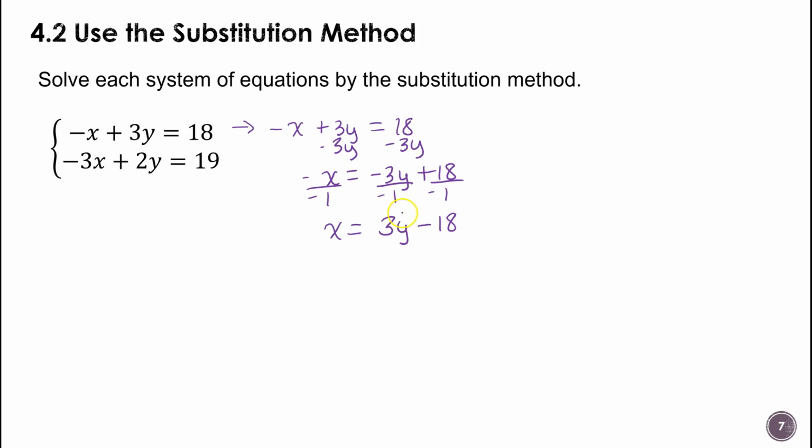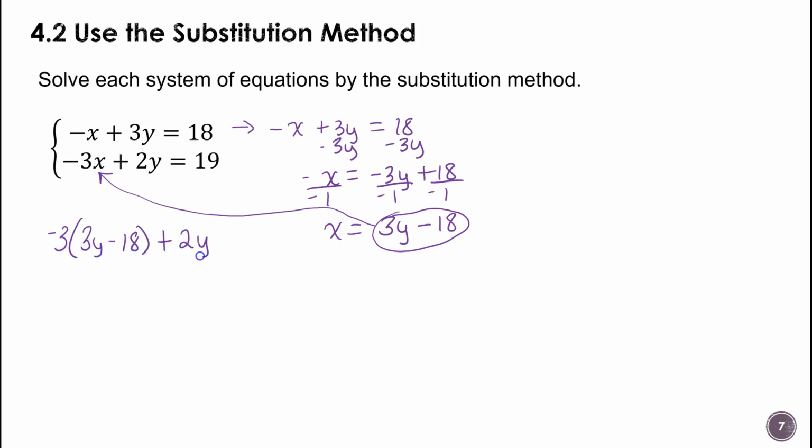Now I'm going to substitute this for the x in the second equation, right? I solved the first equation, so I have to substitute into the other equation. So it's negative 3x. So in place of x, I put 3y minus 18. That's plus 2y equals 19. So I have a negative 9y plus 54. Whoops, not 55, 54 plus 2y equals 19.